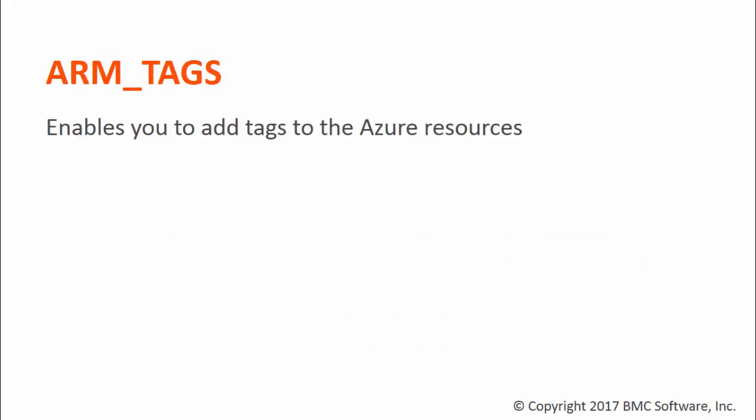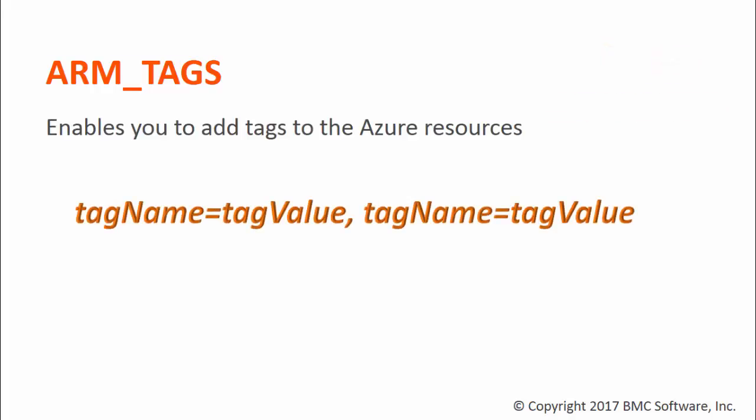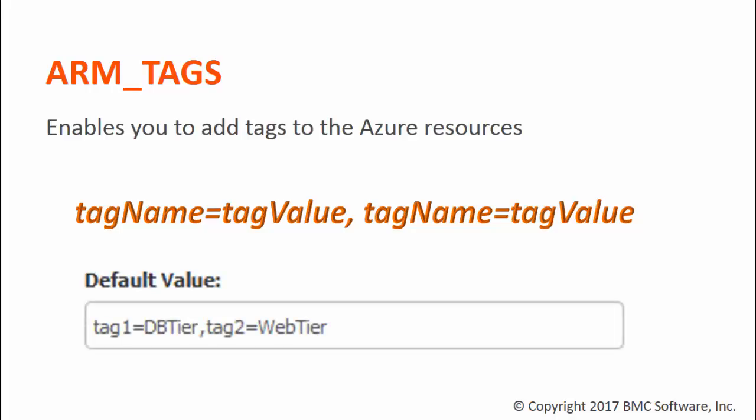And lastly, the ArmTags parameter enables you to add tags to the Azure resources. These might be helpful if you want to tag resources for billing purposes, for example. You simply add tags as parameter values in a comma-separated list of name-value pairs, like this.